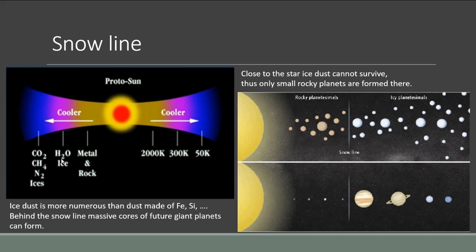Of course, as we have different ices, corresponding ice lines are situated at different distances, but still they are very close to each other. And inside, you have metal and rock.